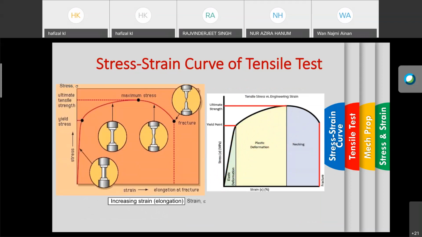Okay, the elastic deformation, whereby at a certain stress, at the yield point, is the limit of the elastic deformation. When we apply more load until it is over the limit of the elastic deformation, the metal will not spring back to the original position. It will go to the plastic deformation, which we call a permanent deformation. So this is the area of the plastic deformation, and finally the necking process at this point, whereby the fracture or the breaking happens.